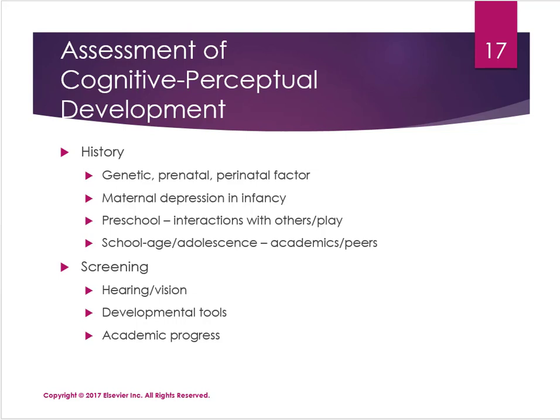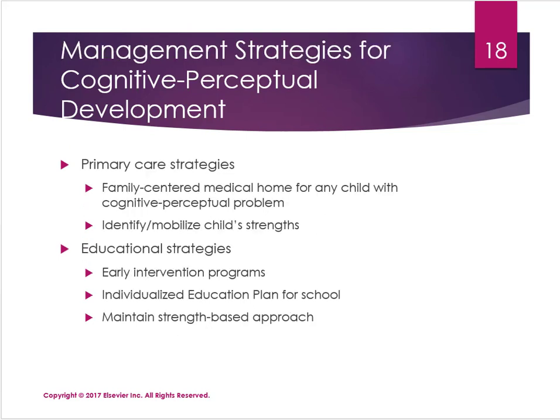You're going to want to do your standard screenings such as hearing and vision. You're going to do your developmental screenings throughout the first year, 6 years, to make sure that there's not any delays. And then you're also going to want to assess the child's academic progress. So if you have a child that has cognitive perceptual developmental issues, it's important to identify what the primary care responsibilities are. You want the child and the parent to believe that they are operating in a family-centered healthcare home that provides support for the child on what is going on.